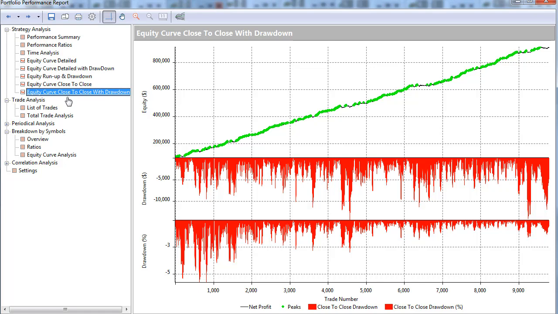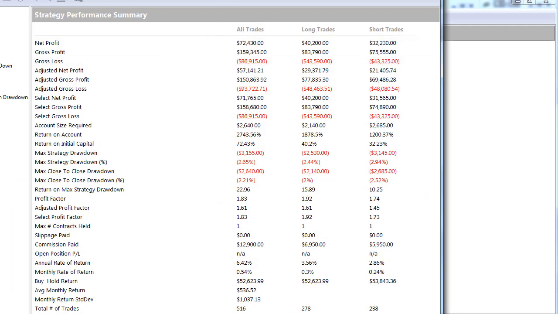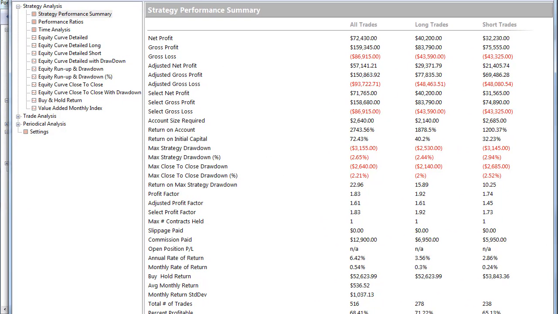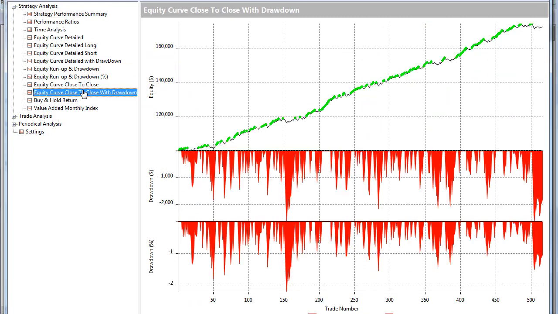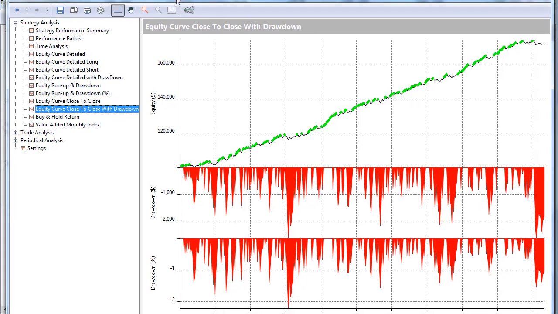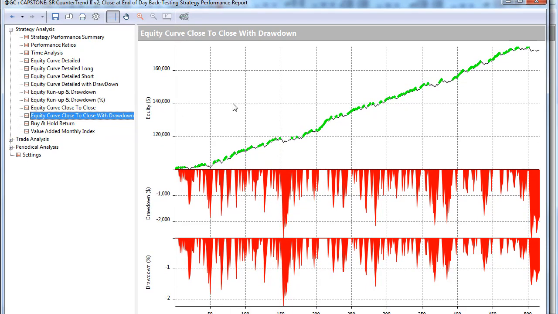And so here is the overview by signal, and we start out with this right here. I'm going to click on this. This is just gold. SR counter trend 2 gold. Here's the equity curve, and you see, let's see, this is SR counter trend 2 V2. So this is SR counter trend 2 V2 gold. This is the 1 minute version of that.